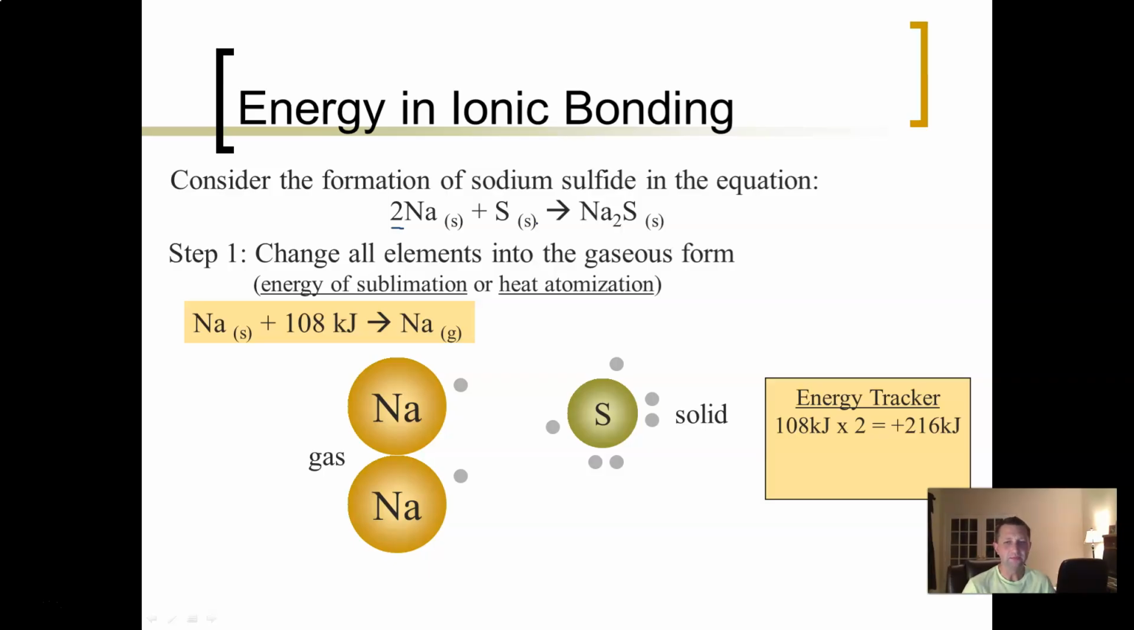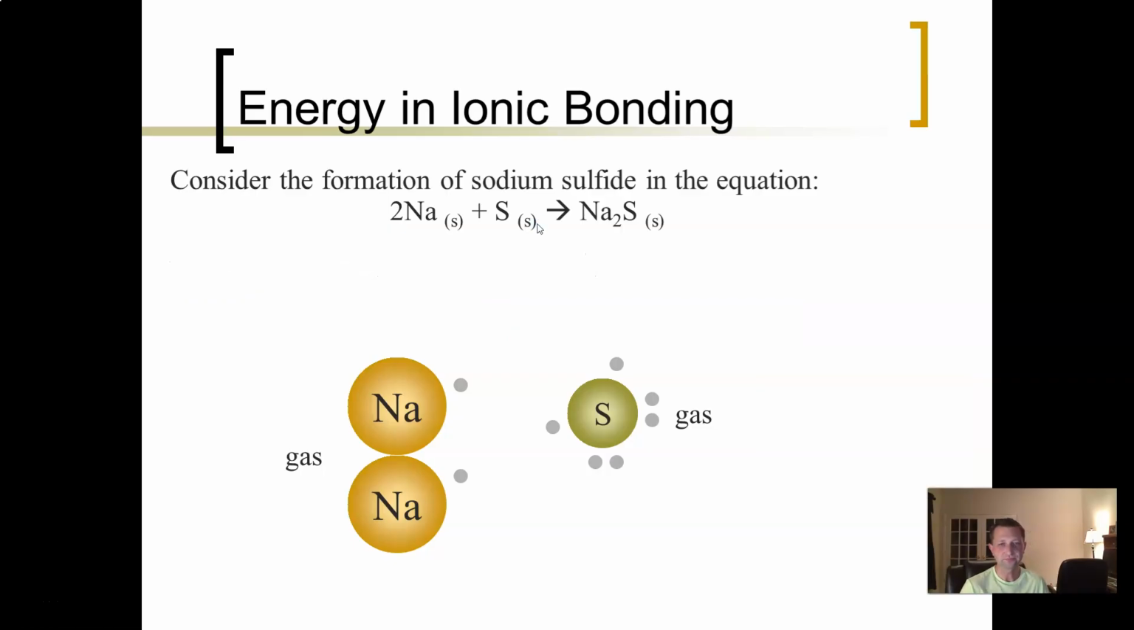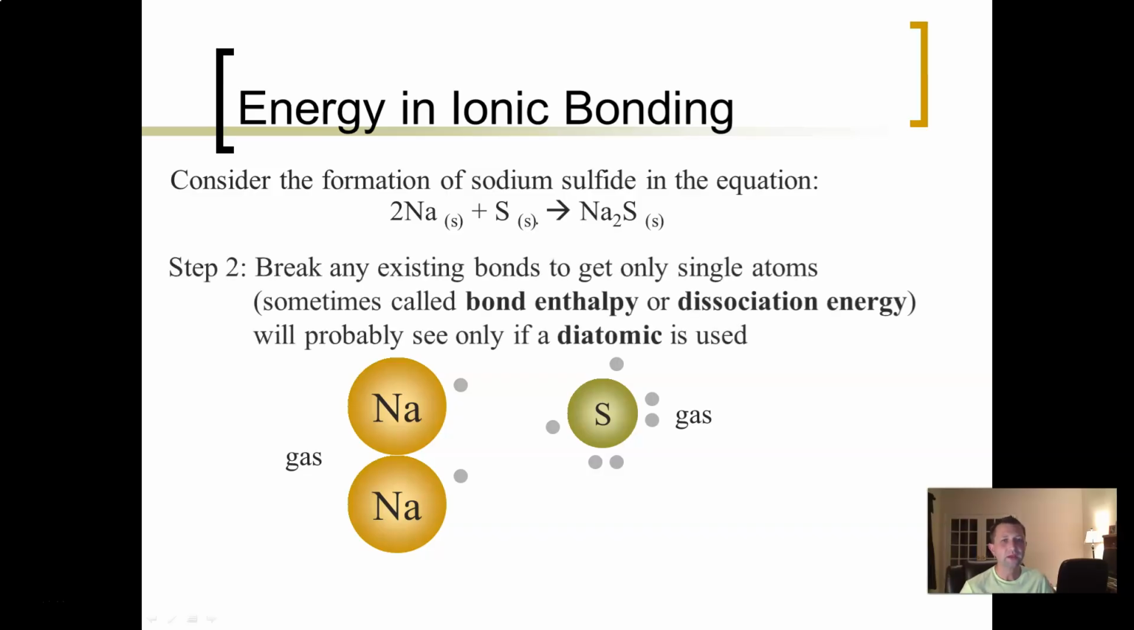Okay? Now you need to do the same thing for sulfur. Change all elements into their gas form. Okay? So here we go for that. Heating it up, look it up, takes 279 kilojoules, endothermic. So it goes from solid to gas. In your energy tracker over here, 279 kilojoules times 1 gives you 279 kilojoules. So far we've put in 216 and 279 to turn everything into the gas state. That is step 1.